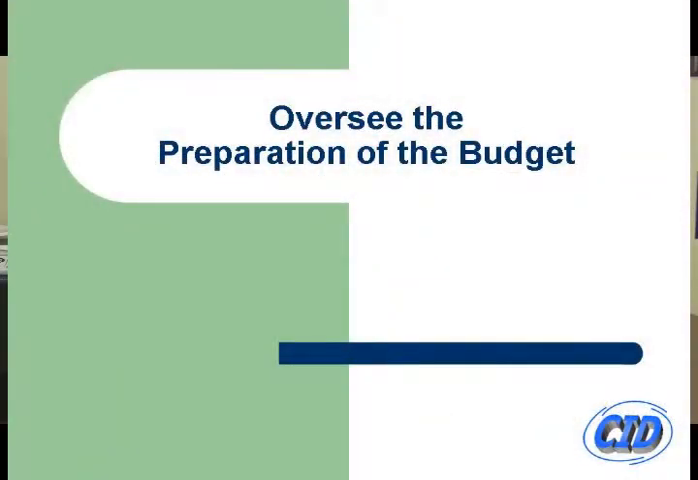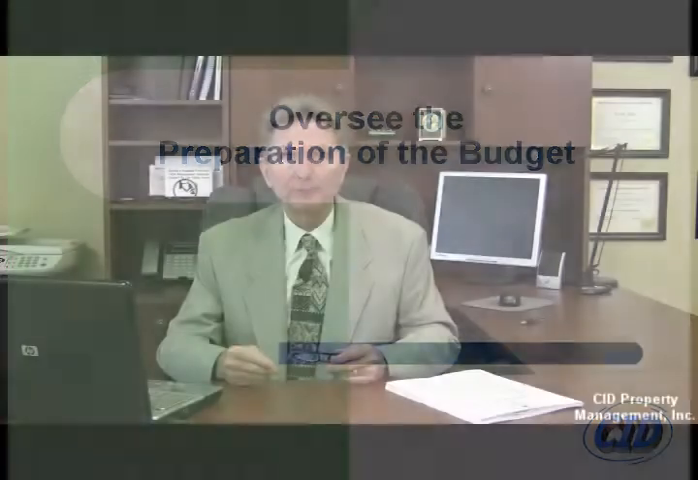Another big area of responsibility is the overseeing of the preparation of the budget. Budget's one of the big key items for each association, because that's what drives the spending. It's what drives how much the dues are for each association. So let's take a quick look at the budget itself.